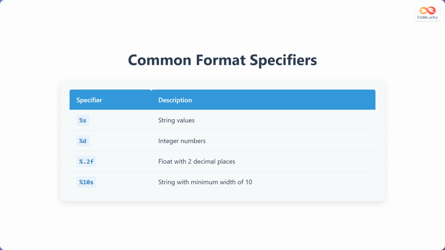There are 4 main format specifiers you'll use regularly. %s formats string values and is used for text data. %d formats integer numbers without decimal places. %.2f formats floating point numbers with exactly 2 decimal places, perfect for currency or percentages. %10s creates a string with a minimum width of 10 characters, useful for alignment and consistent spacing in your output.